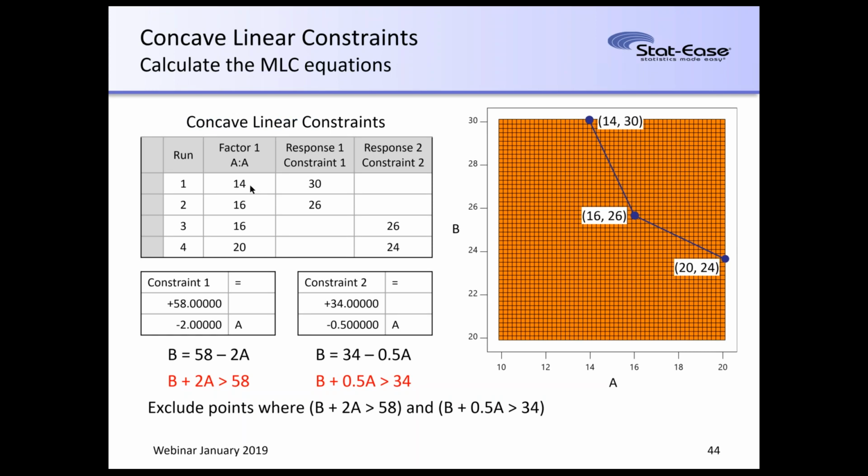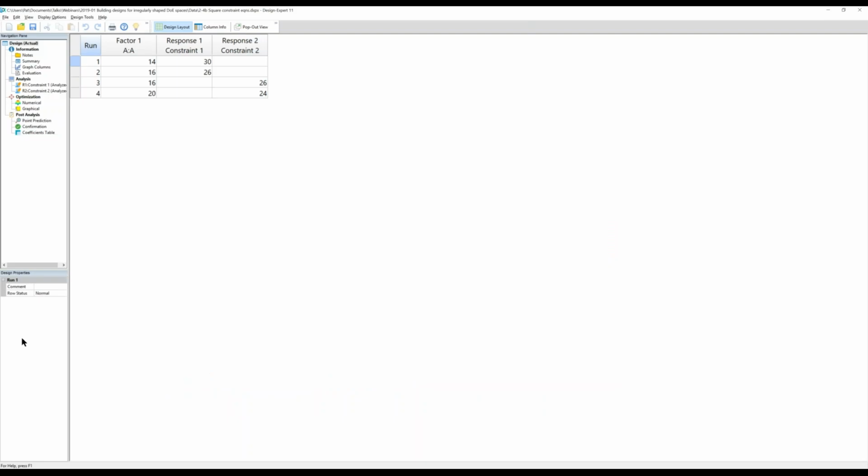So we know the points, right? For A, we've got 1430 and 1626. And for B, we've got 1626, this point in the middle, and then 2024, this point over here on the edge. So at this point, I could go into Design Expert and put that data in.